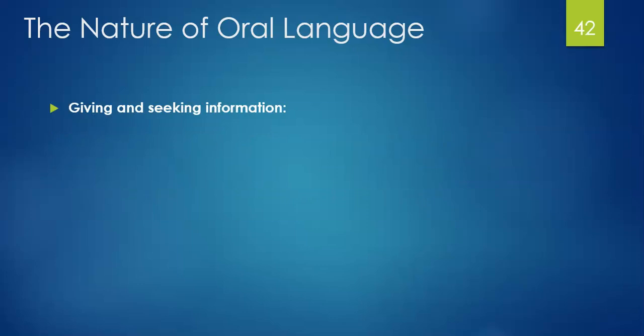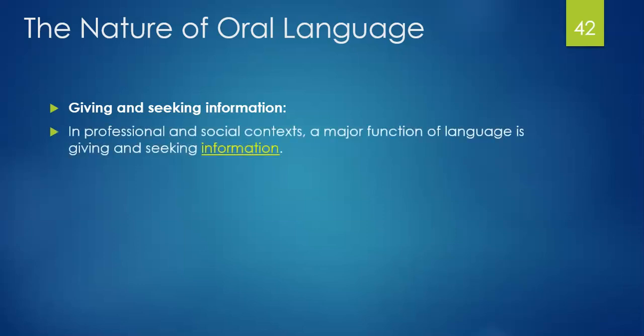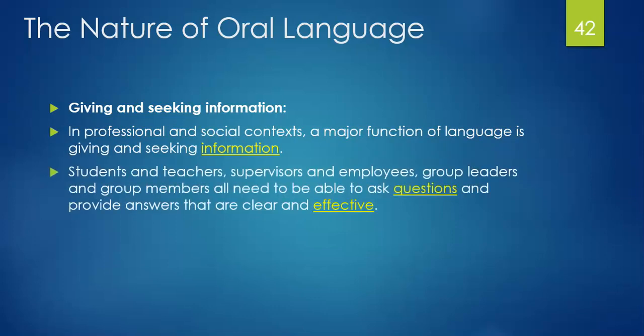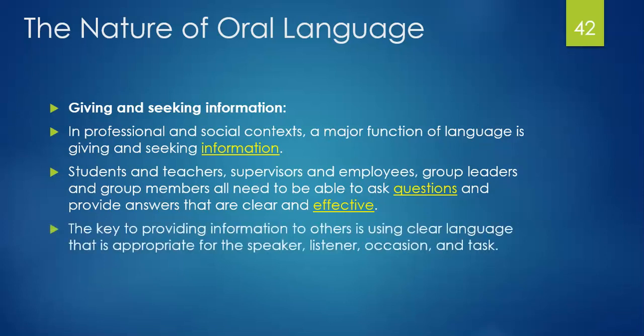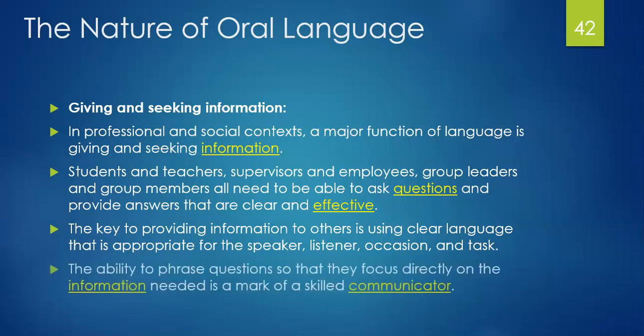Next, giving and seeking information. In professional and social contexts, a major function of language is giving and seeking information. Students and teachers, supervisors and employees, group leaders and group members all need to be able to ask questions and provide answers that are clear and effective. The key to providing information to others is using clear language that is appropriate for the speaker, listener, occasion, and task. The ability to phrase questions so that they focus directly on the information needed is a mark of a skilled communicator.